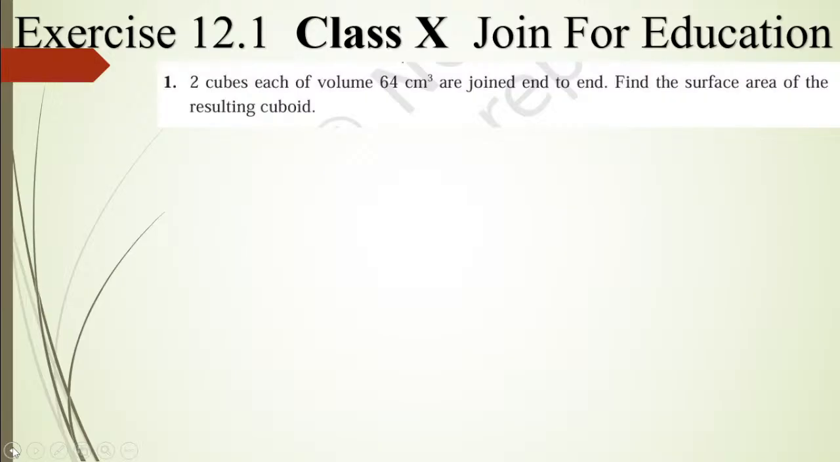So the length of the resulting cuboid will be, let's see from the question, it is clear that the volume of the cube is 64 cubic centimeter, which is given in the question, and we know that the length of the edge of the cube is the cube root of the volume of the cube. So the cube root of 64 is 4 centimeter. So the length of the edge of the cube is 4 centimeter.